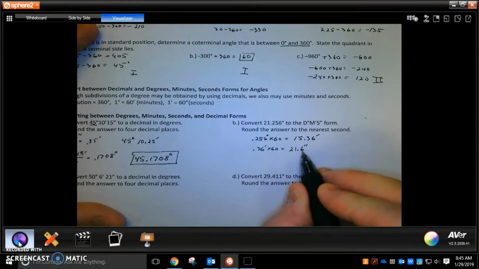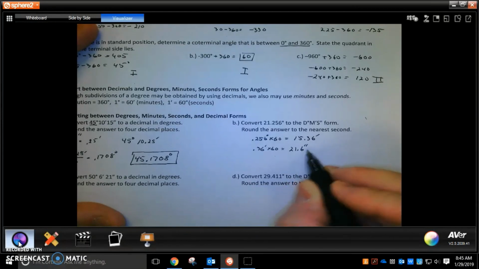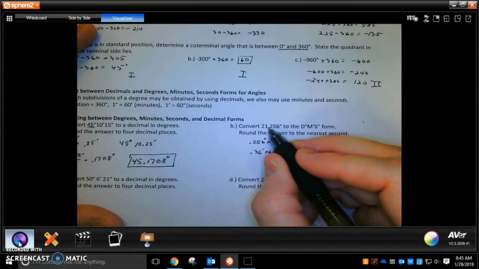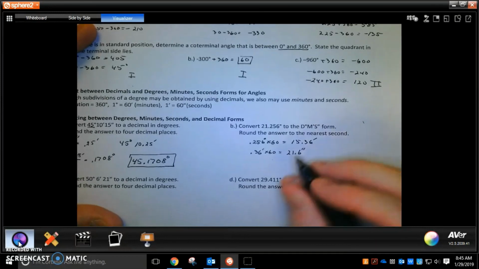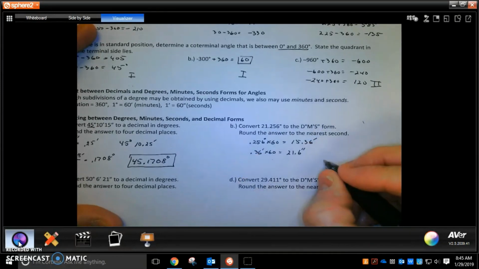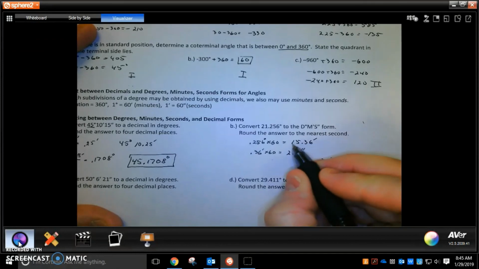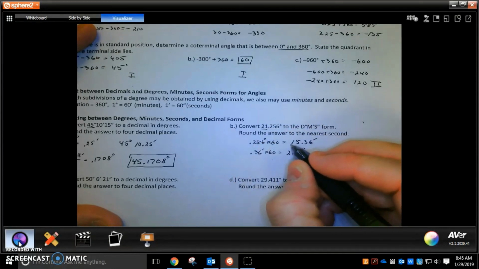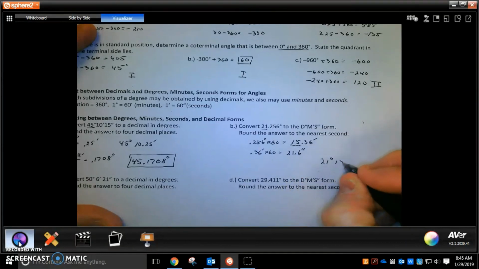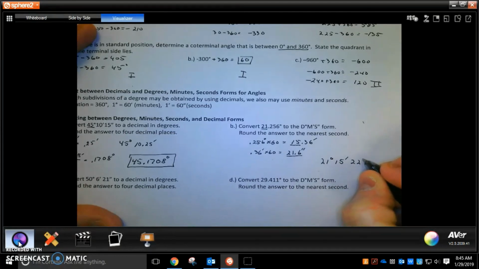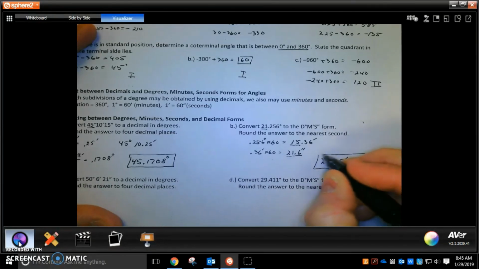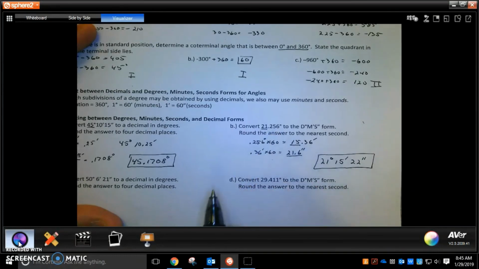Now, at this point, we can round. Okay, there isn't a smaller increment after seconds. Do not round this. Do not round this. Okay, these we're converting. But once we get here, we're kind of done converting. So our final answer is going to be the original 21 degrees we started with. It's going to be the 15 whole minutes. And then this we can round up, 22 seconds. And that's how you would write 21.256 degrees as degrees, minutes, and seconds.